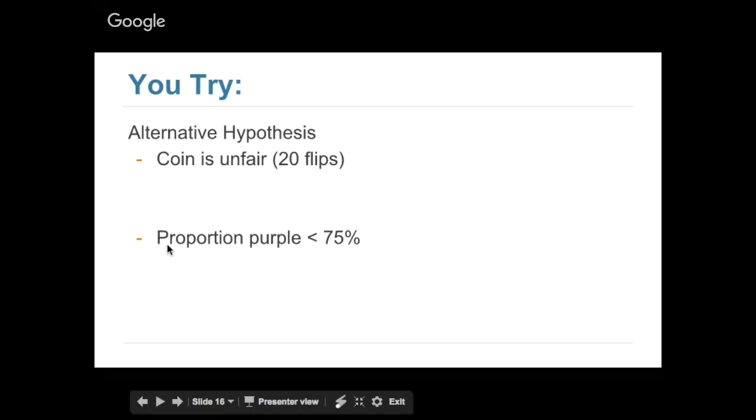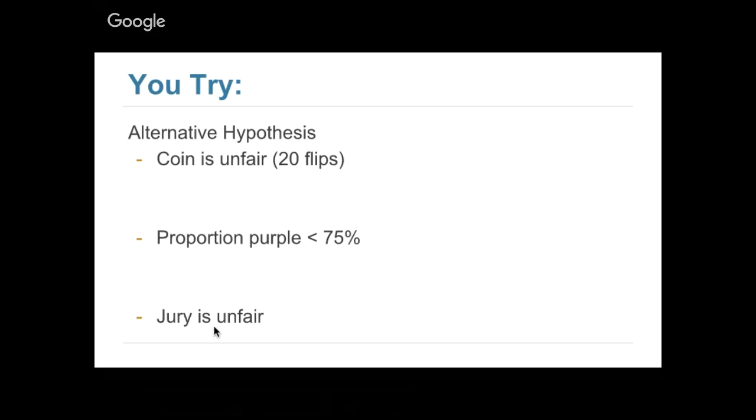Cool. So let's try out some more. Here I have my coin is unfair. That's my alternative hypothesis in 20 flips. Here I have the pea plant example, proportion purple. The proportion of pea plants that are purple is less than 75%, so try that out. Finally, I have the jury is unfair. If you recall from our jury panel example, we're looking at ethnicities. Is our jury panel fair or unfair? How would you choose a test statistic for each of these 3 alternative hypotheses? Try them out. These are a little bit more complicated than the one I just described.